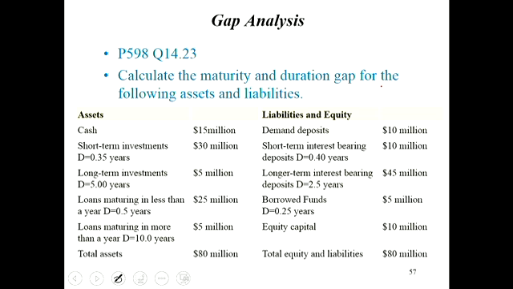So the duration of the assets is going to be the 98, which we've just done there, divided by the value, which is the 80, and that comes out to 1.225. Okay, so we've done one side.